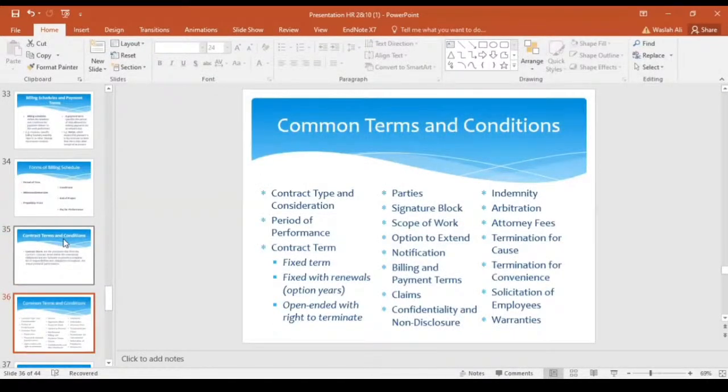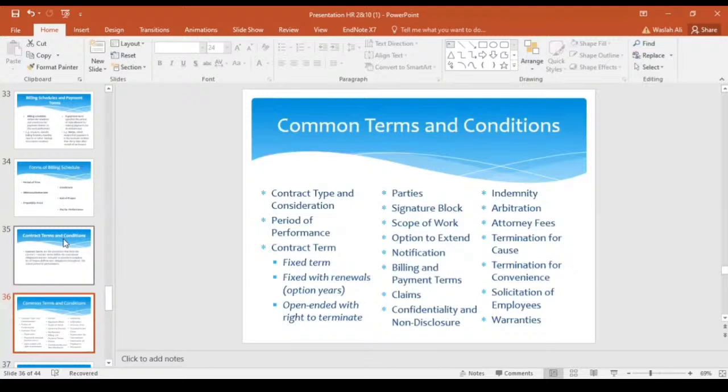Here we have some common terms and conditions. Number 1 is contract type and consultation. So when we start any project, as we explained above, there are 7 types of projects. So a contract has a type and consultations. Then we have period of performance, that is, what is the time length for any project to complete in a tenure.